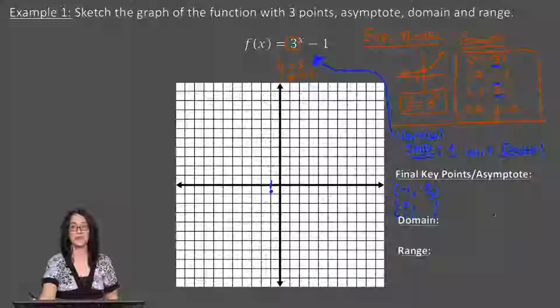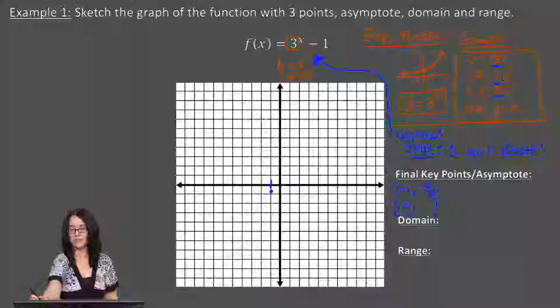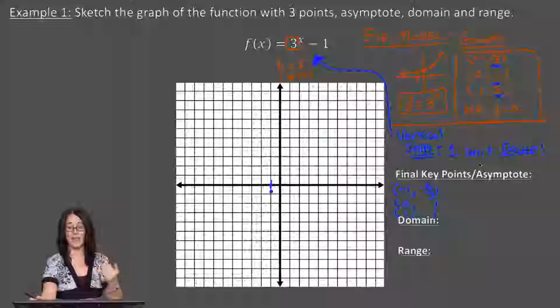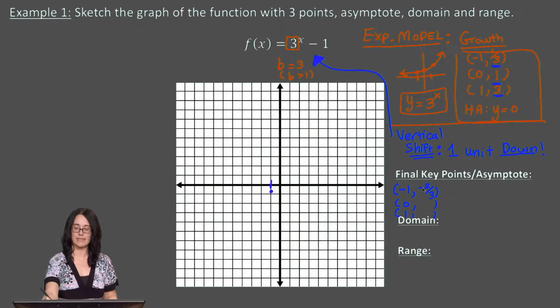What about at 0? Well, at 0, we were originally at an output of 1. If we've now shifted this graph down 1 unit, 1 minus 1, that's right, it's 0. So our input 0 gives me an output of 0. Kind of boring, but okay. What about the input of 1? Well, originally the input of 1 had an output of 3. But if we've shifted the graph down 1, then it's now located at an output of 2. So at an input of 1 for x, we get the output of 2 for y.